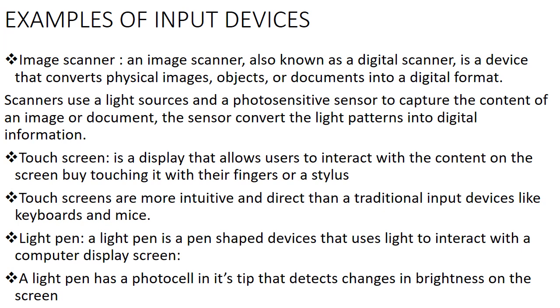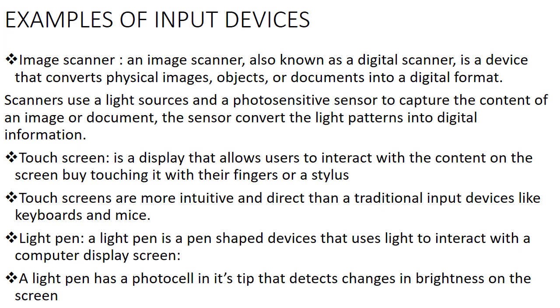So touch screen, it is a display that allows users to interact with the content on the screen of our computer system. For example, we can use an Android cell phone. You will be able to interact with it. They have provided a sensor for you that will do so. So touch screens are more intuitive and direct than traditional input devices like keyboards and mice.